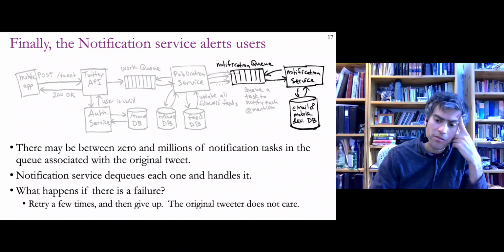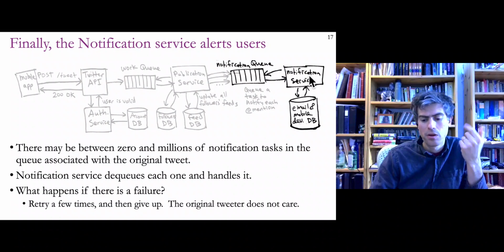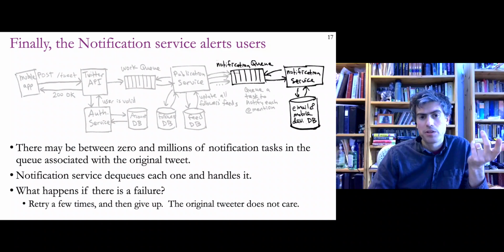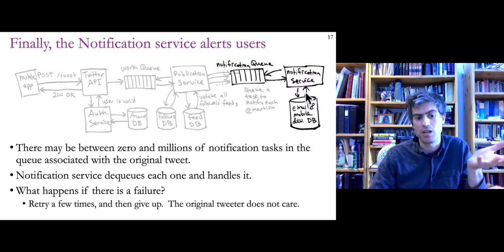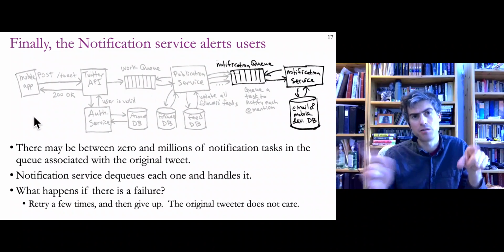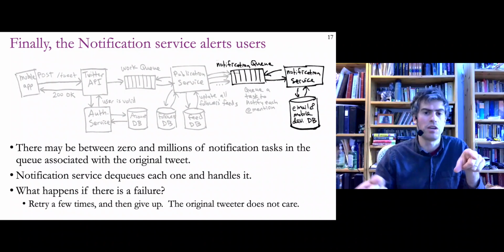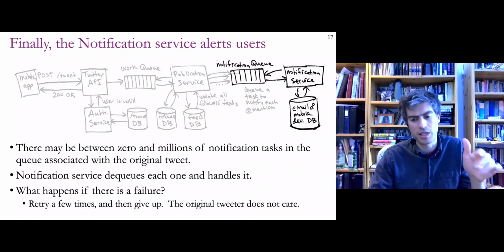If there's a failure delivering this notification, you have a few strategies. You could retry a few times and then give up. That's a pretty reasonable thing to do. Now, you'll notice that there's no feedback to the original user if any of these later steps fail, but that's okay for this particular application. Like the user, when they're sending a tweet, doesn't need to be told that a particular follower is not going to get a push notification for that tweet. We just let that failure be silent.